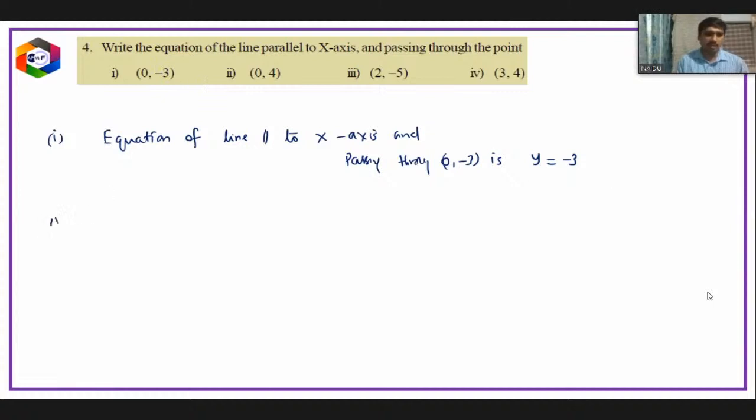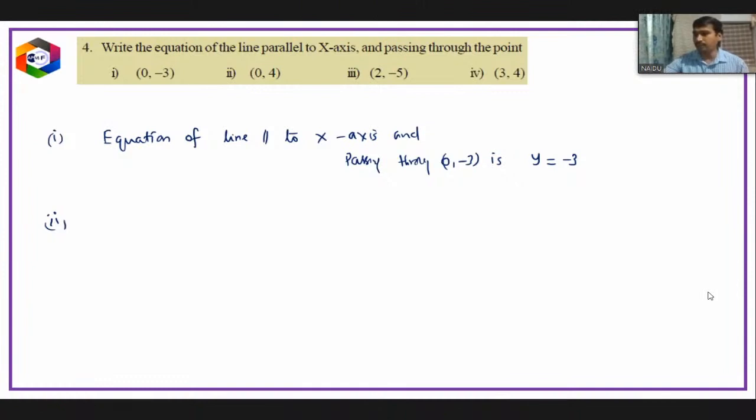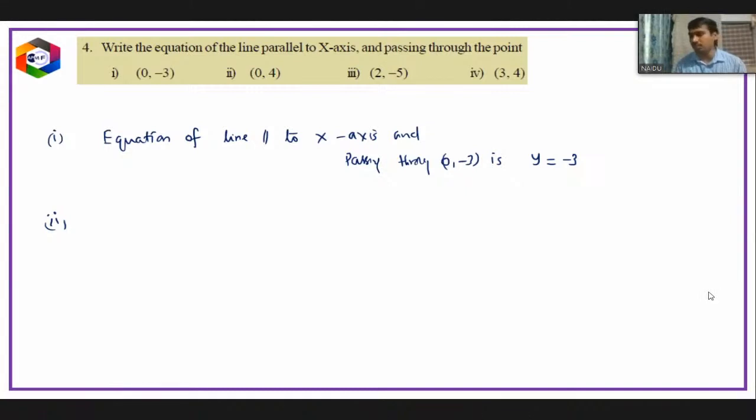Now, children, it is your turn. Don't give all at a time. One by one I will ask, and I will see how many of you can reply. And here, if you observe, for the second question you can take (0, 4). Now I want the equation of the line parallel to x-axis and passing through (0, 4).